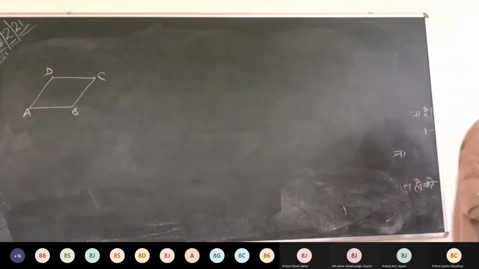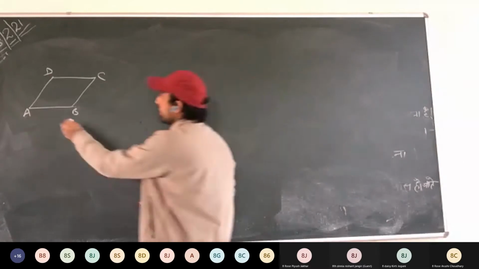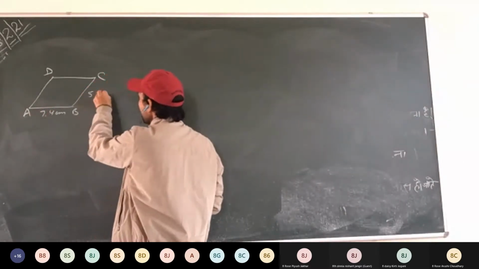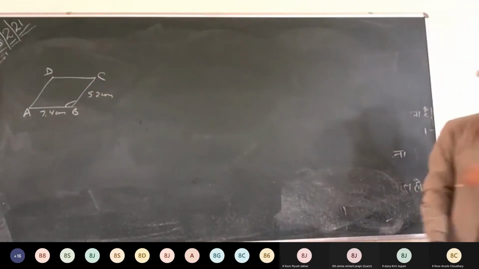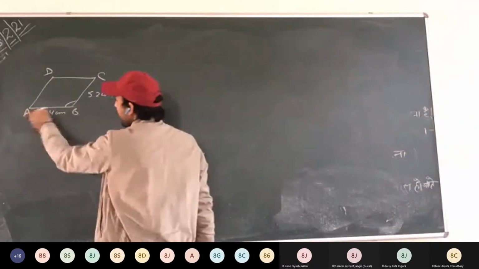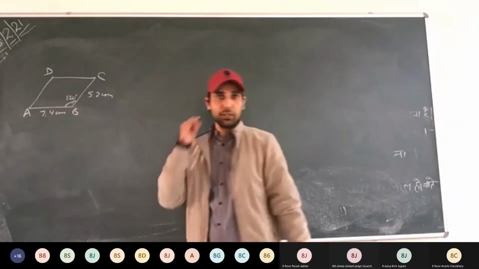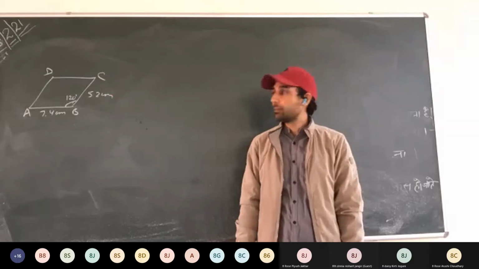Now AB is given how much? 7.4 centimeters. 7.4 centimeters, 5.2 centimeters, and angle B is given 120 degree. Angle ABC, this is 120 degree. This parallelogram we have to draw.